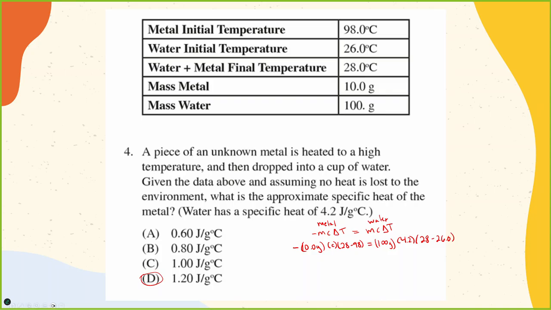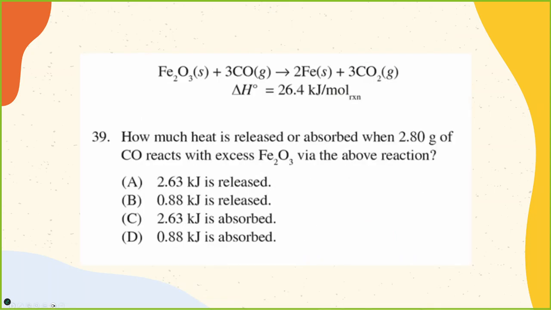How much heat is released or absorbed when 2.8 grams of CO reacts with excess oxygen? This is just like the one I just did with the oxygen. 2.8 grams, change it to moles. Do the mole ratio in the reaction, and then use the delta H. I'm going to skip this one, but it's basically what we did with the oxygen one, except you start with grams, change it to moles first, and then you can do the rest of that stoich problem.